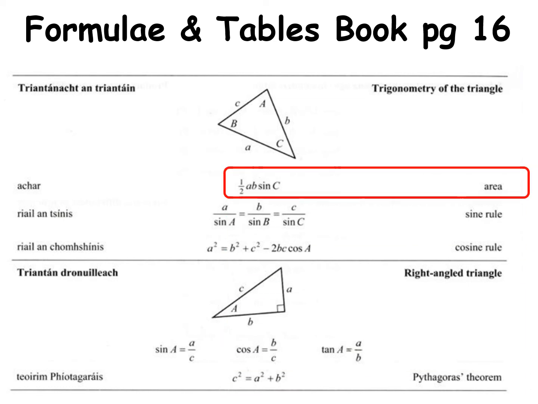It's half AB sine C, and it is calculating the area of a triangle. This formula also appears on the area pages. So if you're somebody who uses the log tables to get the area of a triangle, so half the base by the perpendicular height, you will probably have seen this.